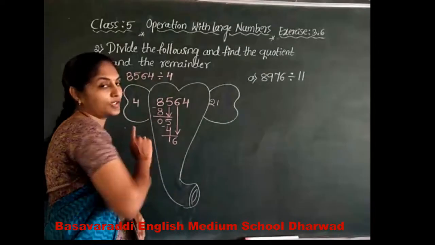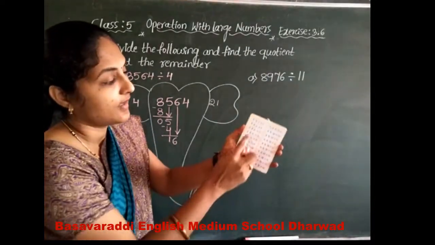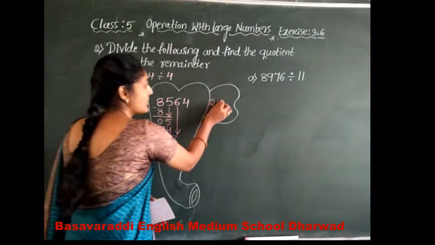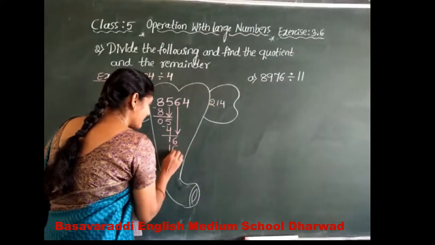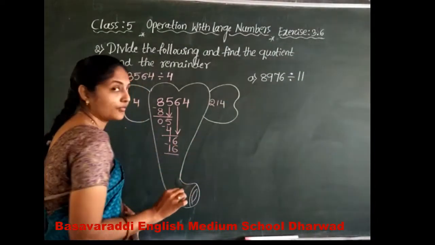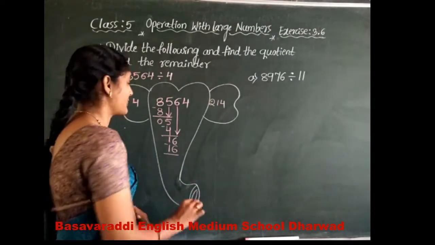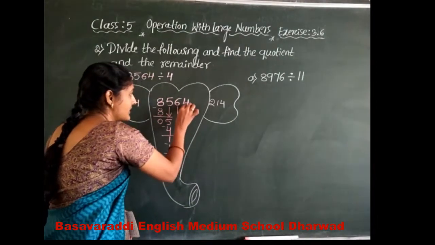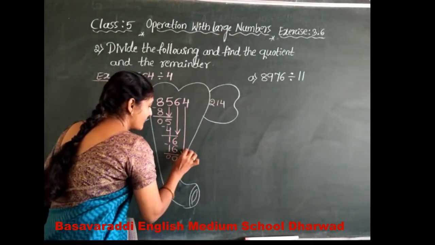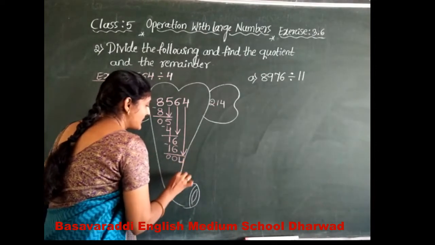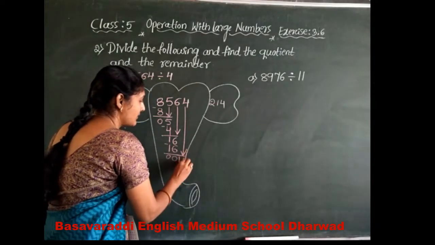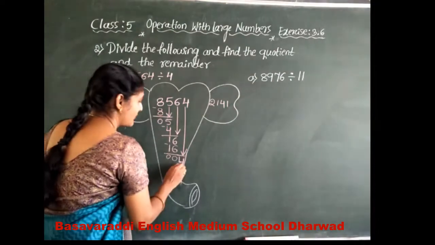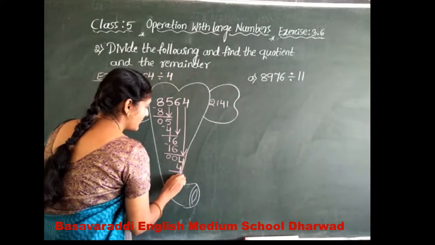Check: is 16 in the 4th table or not? Yes, 4 fours are 16. Let's do the subtraction again, since division is repeated subtraction. 6 minus 6 is 0. Next, 1 minus 1 is 0. Next, take down the 4, the ones place number. The 4 ones are 4, and 4 minus 4 is 0.